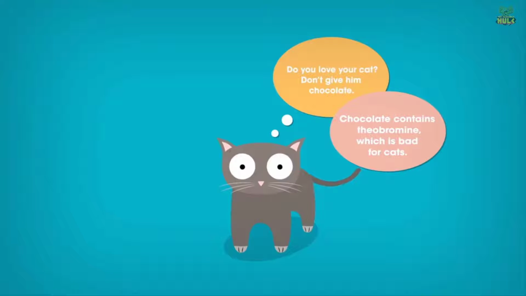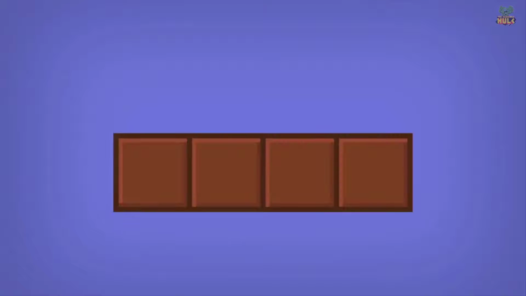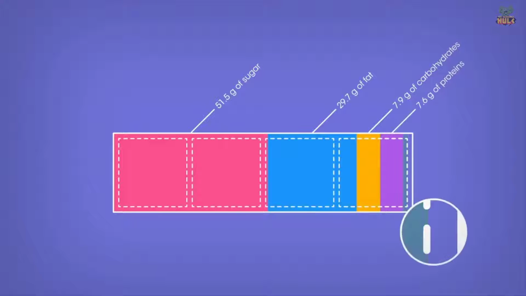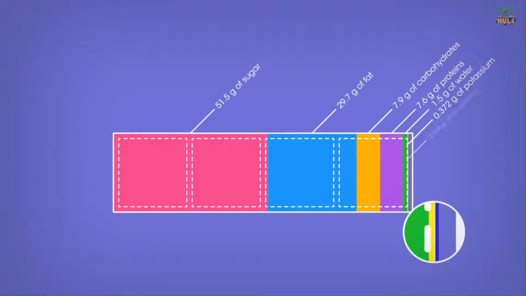While we're at it, what exactly is chocolate made of? Milk chocolate, by far the most consumed type of chocolate, is, per 100 grams, made of 51 grams of sugar, 30 grams of fat, 8 grams of carbohydrates that are not sugar, 7.6 grams of protein, some water, a bit of potassium, phosphorus, theobromine, calcium, and finally, of many other things that weigh even less, such as vitamins, caffeine, etc.